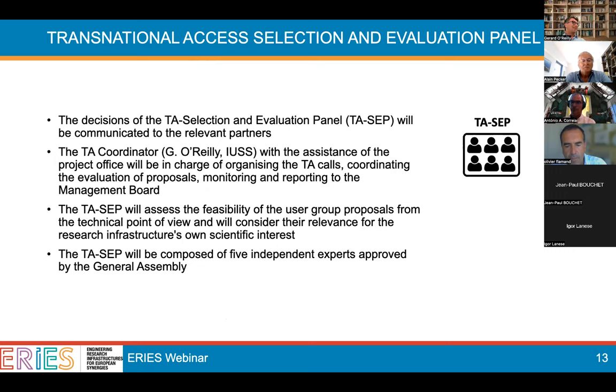Essentially, this is what I just said in a few words previously. The selection and evaluation panel will assess the feasibility of the user group proposals from a technical viewpoint, but also consider the relevance of the research owner's scientific interest, and also the relevance of these proposals with respect to the overall goals of the project.